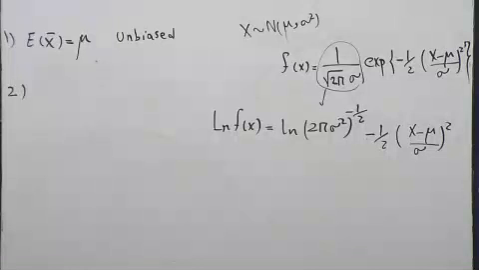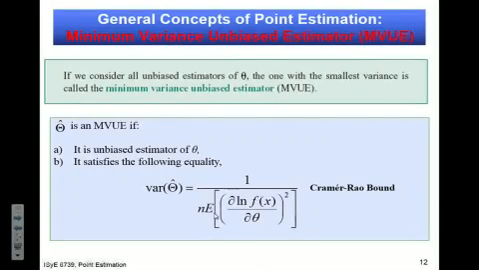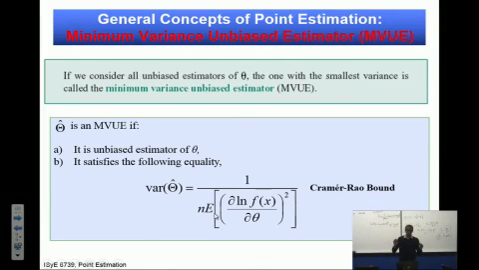Okay? So I'm trying to find the Cramer-Rao bound and then show that the variance of x bar and the Cramer-Rao bound are the same. Okay? Here is what I'm doing. I want to find the Cramer-Rao bound and also calculate the variance of x bar and show that these two are the same. Okay?